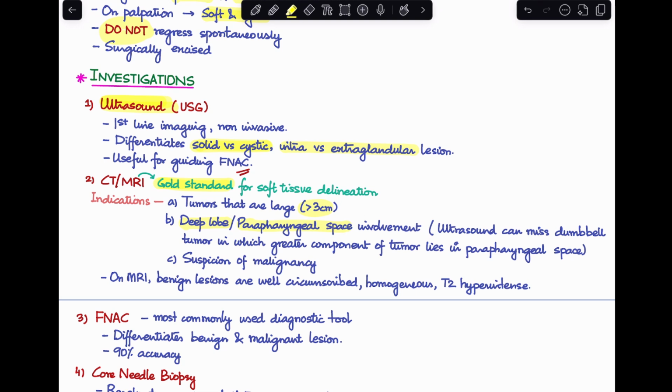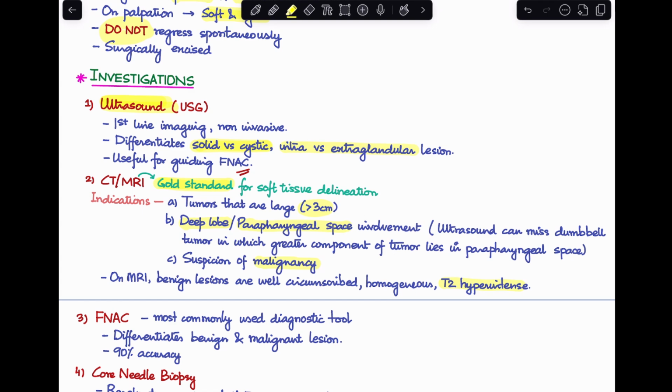In that case, sometimes what happens is ultrasound can actually end up missing dumbbell-shaped tumor. Now, dumbbell-shaped tumor is actually very characteristic of parotid tumor where there is deep lobe involvement. So, in this case, greater part of the tumor lies in the parapharyngeal space. So, USG may not be very sensitive in detecting these cases. And third indication is whenever we are suspicious of any malignancy. In these cases, we should perform a CT scan or an MRI. When you perform an MRI, benign lesions look well circumscribed, homogeneous, and T2 hyperintense.